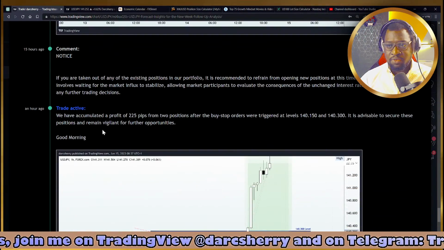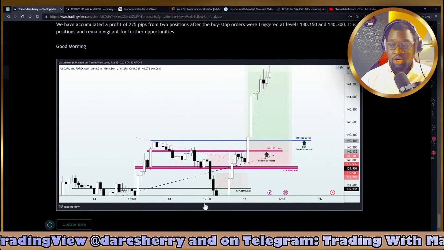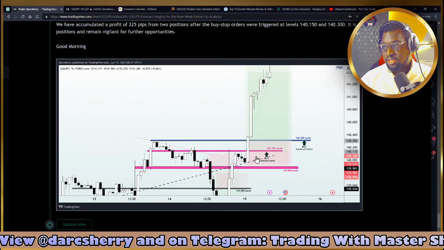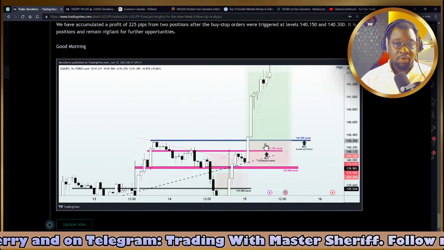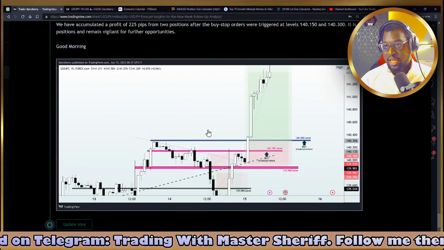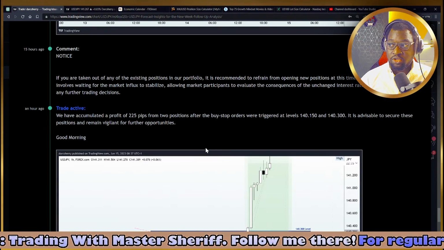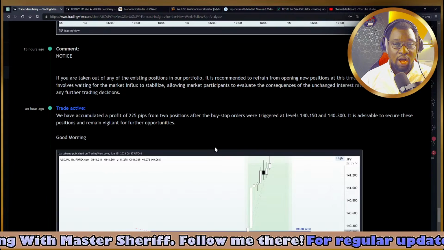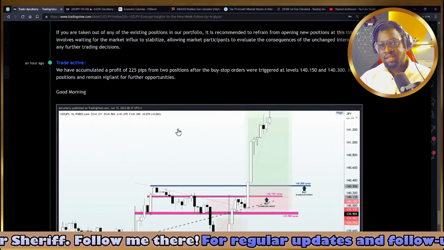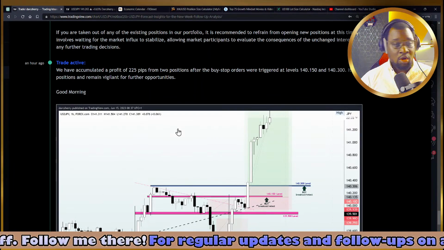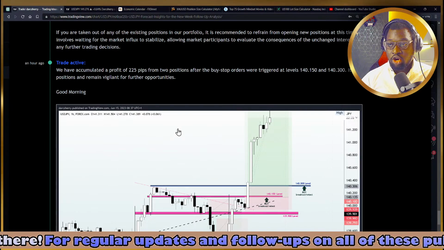So this morning I told us all, okay, you can see if you had moved your stop loss on the sell position, you were taken out of all positions. You saw how the buy stop orders at 140.150 and 140.300 were triggered during the early hours of today to give us a whopping 225 pips profit on those two positions. So I told us all to secure these positions while we remain vigilant for more opportunities here. Well done to everyone. We were able to catch both moves yesterday. We caught the sell move and we also caught the buy move. Well done for being on standby to catch those opportunities.